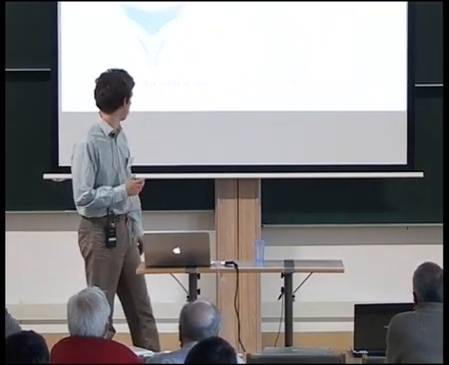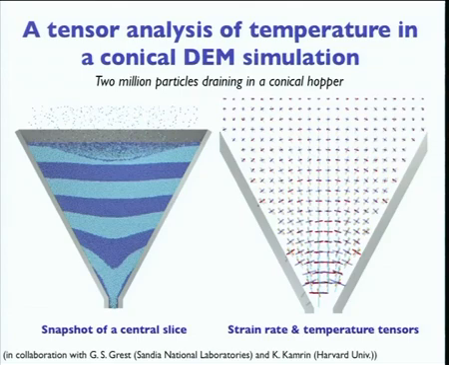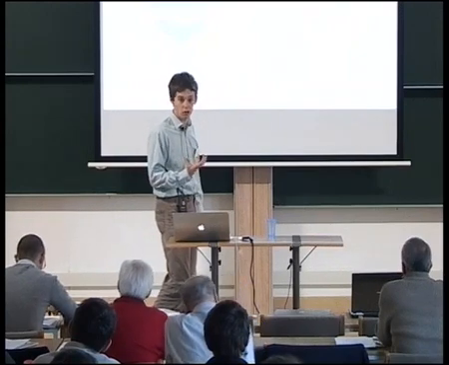This is an example of a project I've been doing with Gary Grest at Sandia, doing large-scale simulations of granular flow in a cone. One thing you can do here is apply a similar technique, and calculate strain rate tensors and also a granular temperature tensor on a local scale, in basically 5D boxes.